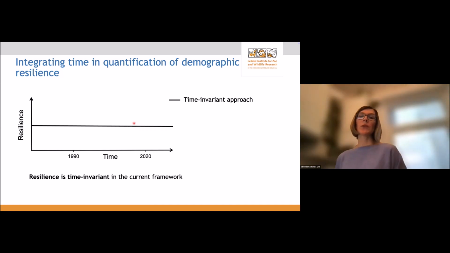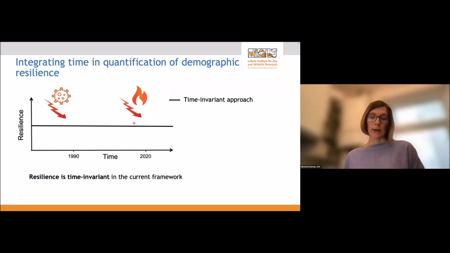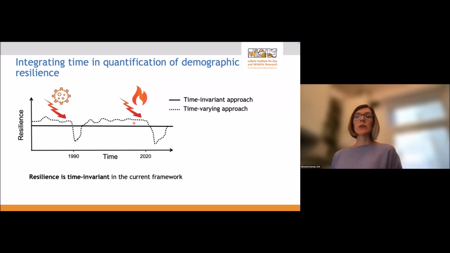So the current framework for quantifying demographic resilience suggests that if demographic rates were measured in multiple years, they should be averaged over time, resulting in a so-called time-averaged population matrix. This returns one single value per resilience metric for the whole time period. However, a population can experience disturbances of different kinds and different intensities over time. And we expect that such disturbances will cause demographic resilience to also vary over time.